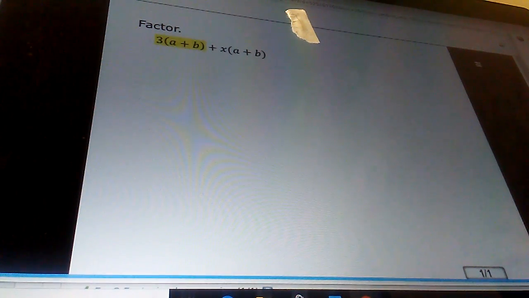In this expression, the first term is 3 times the sum of a and b. The second term is x times the sum of a and b. Notice that each term has the common factor a plus b. Write the common factor a plus b, and divide each term by a plus b to find the other factor.